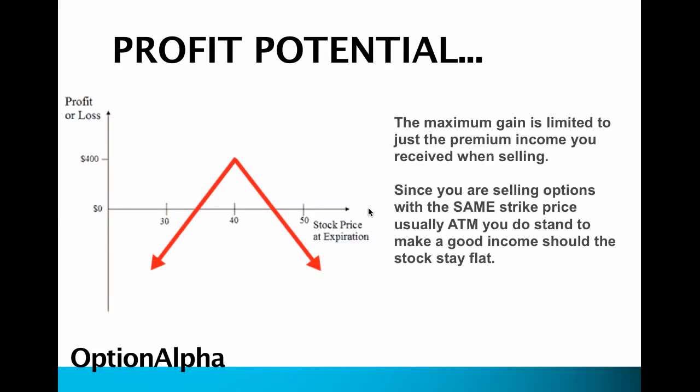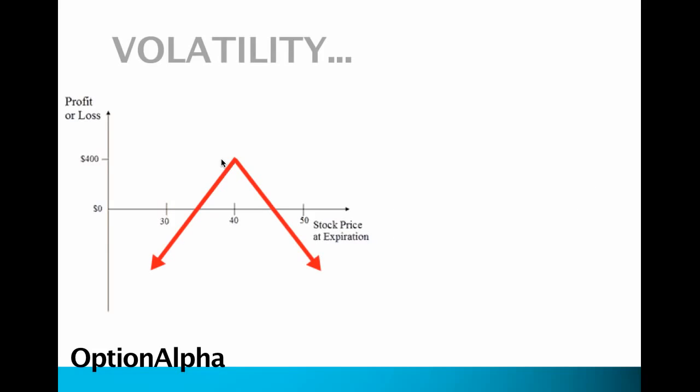The profit potential for this strategy is pretty limited. The maximum gain you can get is just the income you receive from selling both options. So again, remember that we're going to take income in right off the bat, and we want to keep as much of that income as possible. We can't get any more income. You can see it's 100% capped at $400. Can't get more than that on this particular strategy. So since we're selling options with the same strike price, using at the money options, you stand to make good income should the stock stay flat.